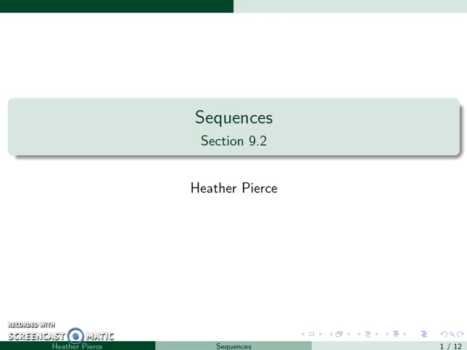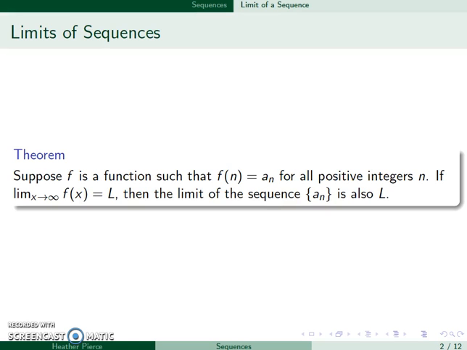So here we'll talk a little bit more in depth about sequences. Let's suppose f is a function such that f of n is equal to a sub n for all positive integers n. If the limit as x goes to infinity of f of x is equal to L, then the limit of the sequence a sub n is also equal to L. So basically this says if we have an explicit formula for our function, I can take the limit as that function goes to infinity, and then that is going to be the limit of the sequence.